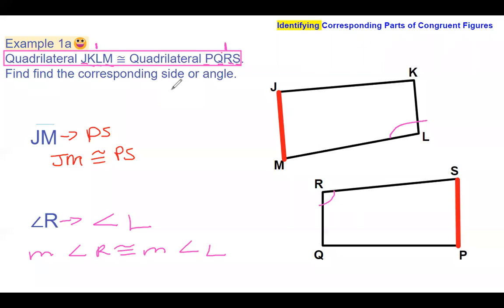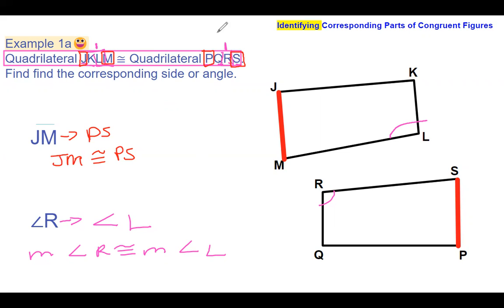Okay. So not too bad, right? There are two ways: either by looking at the figure or by looking at the statement. The statement tells me which parts are corresponding. And you can do the same thing for lengths. Notice here I have JM, so JM is my first point and my last point. Therefore, the first point and the last point will also be true for your segments, okay?